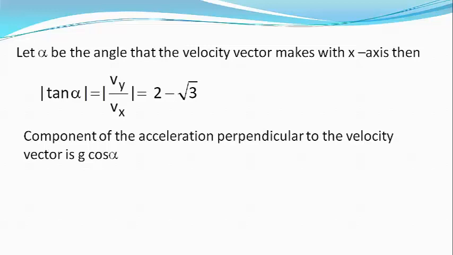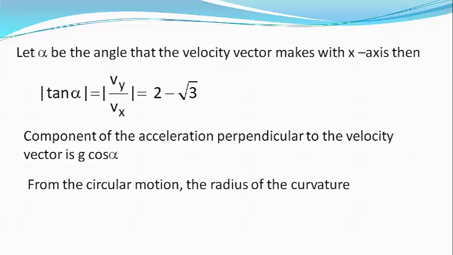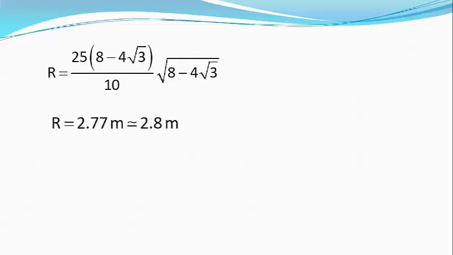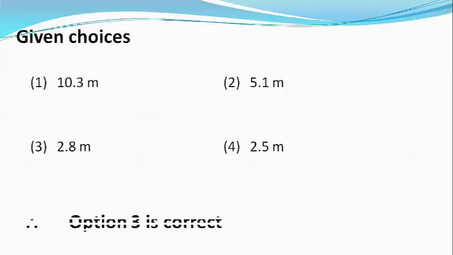From the concepts of circular motion, we know that the radius of curvature R equals v square divided by g cos alpha, or R equals 25 bracket starts 8 minus 4 root 3 bracket closed whole divided by 10 into a root of 8 minus 4 root 3, which on simplification gives me R equals 2.77 meters, which is approximately equal to 2.8 meters. So our answer matches with option 3, and hence option 3 is the right answer.